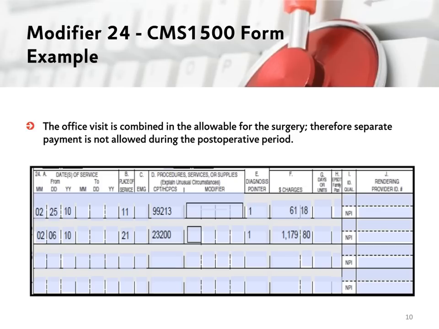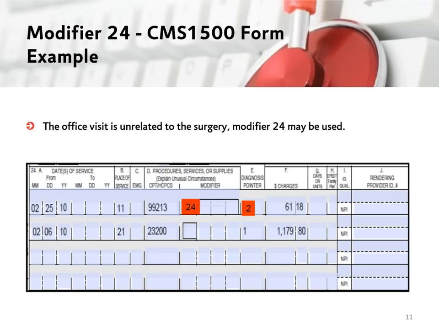Now on this slide, we have an example of the CMS 1500 form. Here on this slide, it indicates two procedures. The office visit is combined with the allowable for the surgery. Therefore, separate payment is not allowable during the post-op period. And why? Because both procedures are reported with the same diagnosis, which is indicated under Block 24E. So the services are totally related. Therefore, this scenario will not qualify for the 24 modifier.